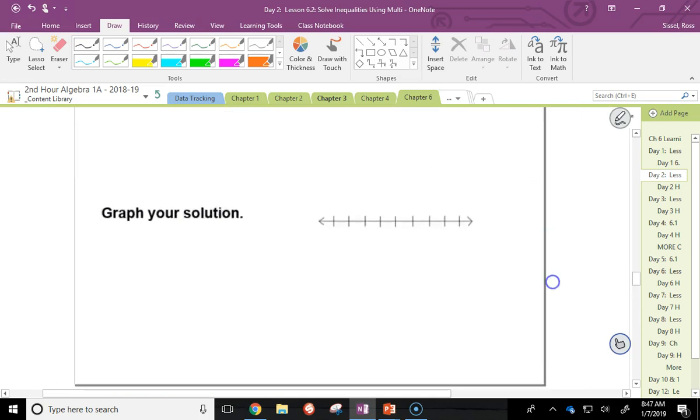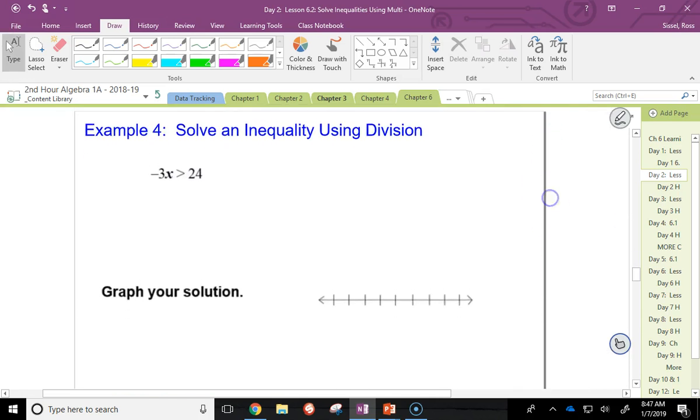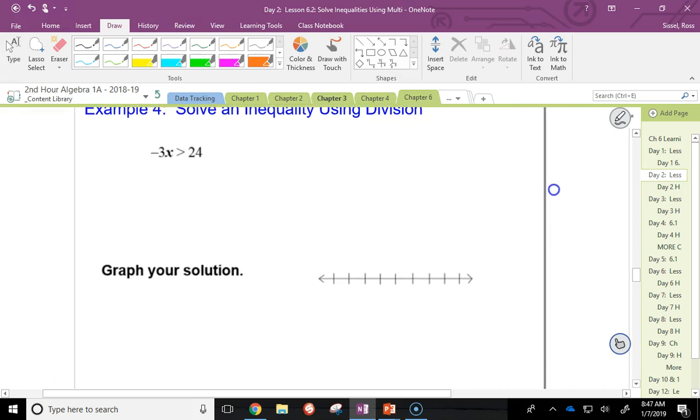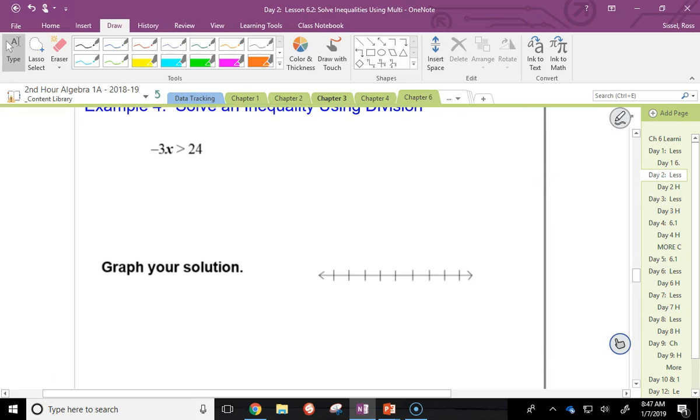That's mine, and then I want you guys to track that one. So solve the inequality using division. Go ahead, I'm going to pause this. I want you to solve for x, get your equation, and graph it. I'm going to be walking around. See what you can do.